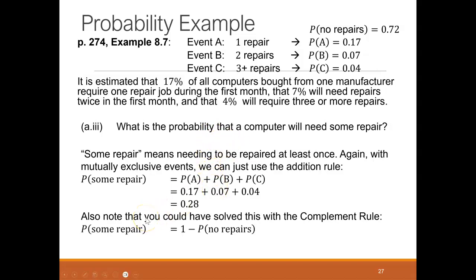Or you could have done this with the complement rule, right? You've done 1 minus no repairs. It's the same thing as getting some repair.